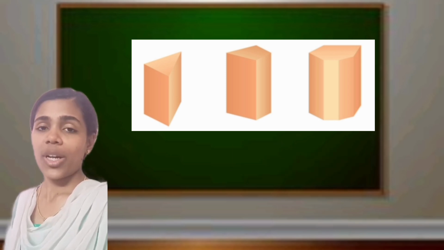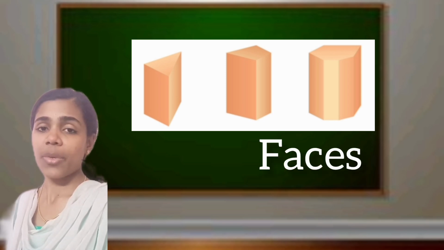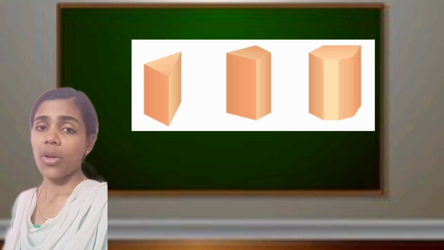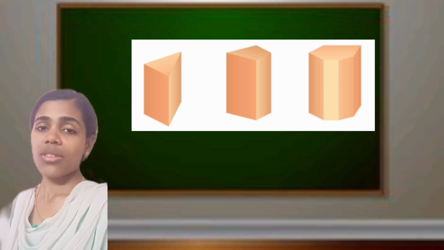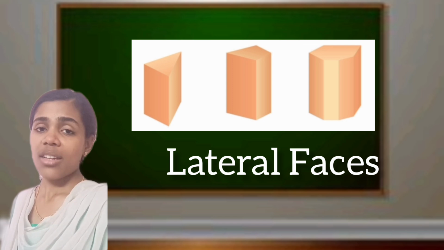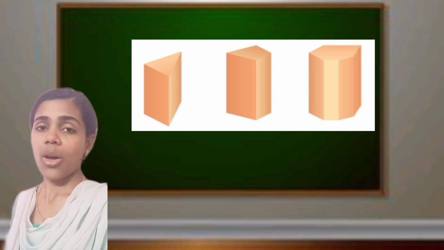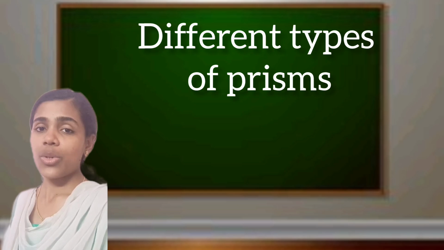The top and bottom polygons and the rectangles on the sides are called the faces of the prism. Those faces on the top and bottom are called bases, and those on the sides are called lateral faces. The sides of the faces are called edges. Next, we are going to discuss different types of prisms.